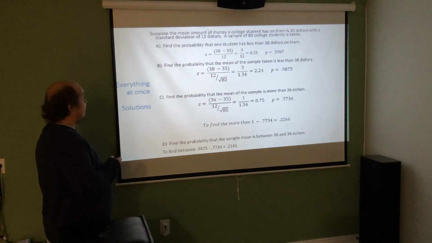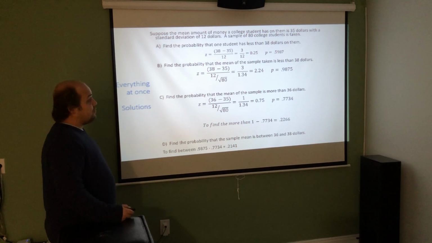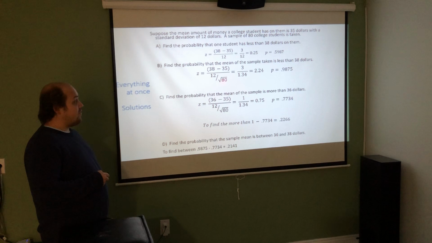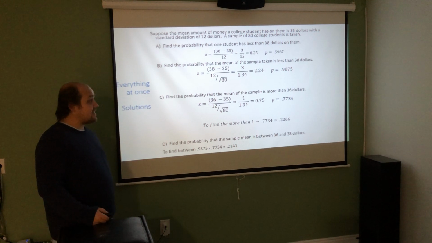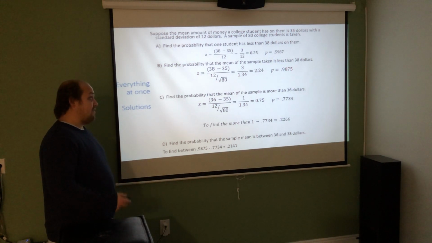But basically in A, since it's one student, it's just 38 minus 35 over 12, which gives me a z-score of 0.25 and points me to a p-value of 0.5987. For part B, when we do 38 minus 35, but instead of just dividing by 12, we divide by 12 over the root of 80, it makes it a much larger z-score with a larger p-value. So the probability that the mean of the sample is less than $38 when we're looking at 80 students becomes 98.75%.